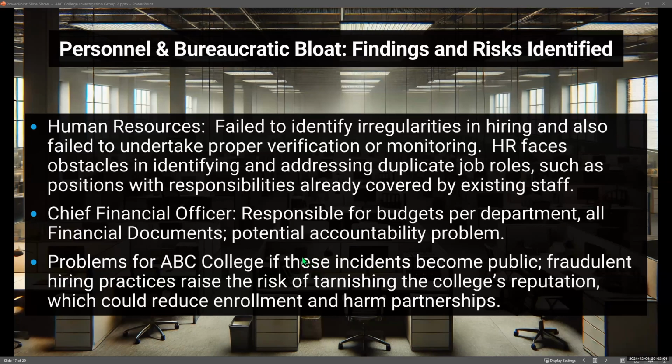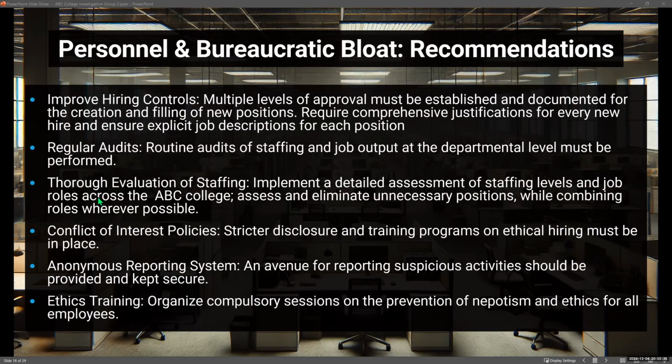I'm going to go through this a bit quick here. I'm going to skip through a bit because I think this is going a bit long, but obviously human resources, big problem, failed to identify irregularities. Ultimately, the chief financial officer, in a sense, is responsible for these sorts of budgetary and hiring things. So there's an accountability problem. And problems for ABC College on a broader level: if these sorts of incidents become public, then once again, there's a reputational problem, in addition to the fact that there's so much waste and they're losing money.